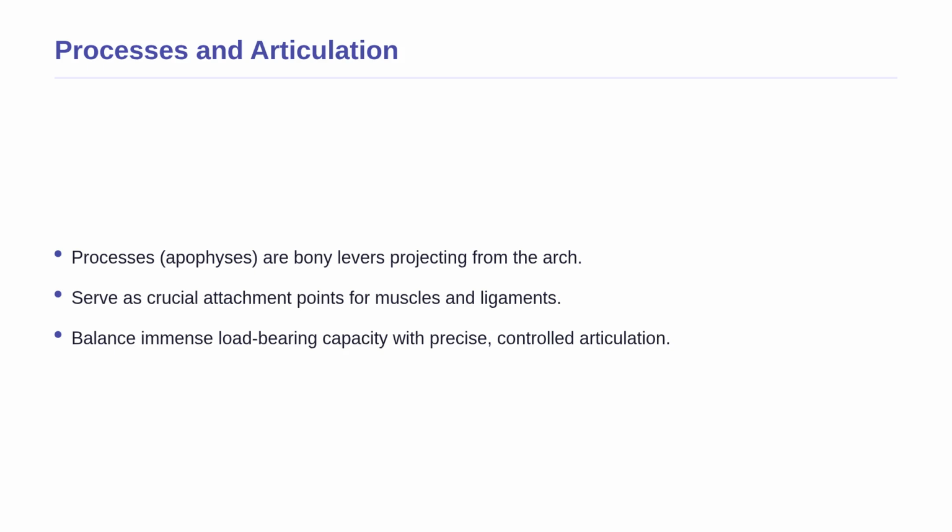Building on the centrum and neural arch, we find various bony levers projecting outward from the structure. These are called processes, or apophyses. They serve as crucial attachment points for the many muscles and ligaments in the back. Together, these distinct components create a highly dynamic structure. They perfectly balance the immense load-bearing capacity of the solid centrum with the precise, controlled articulation provided by the processes and the muscles attached to them, allowing for complex movements.